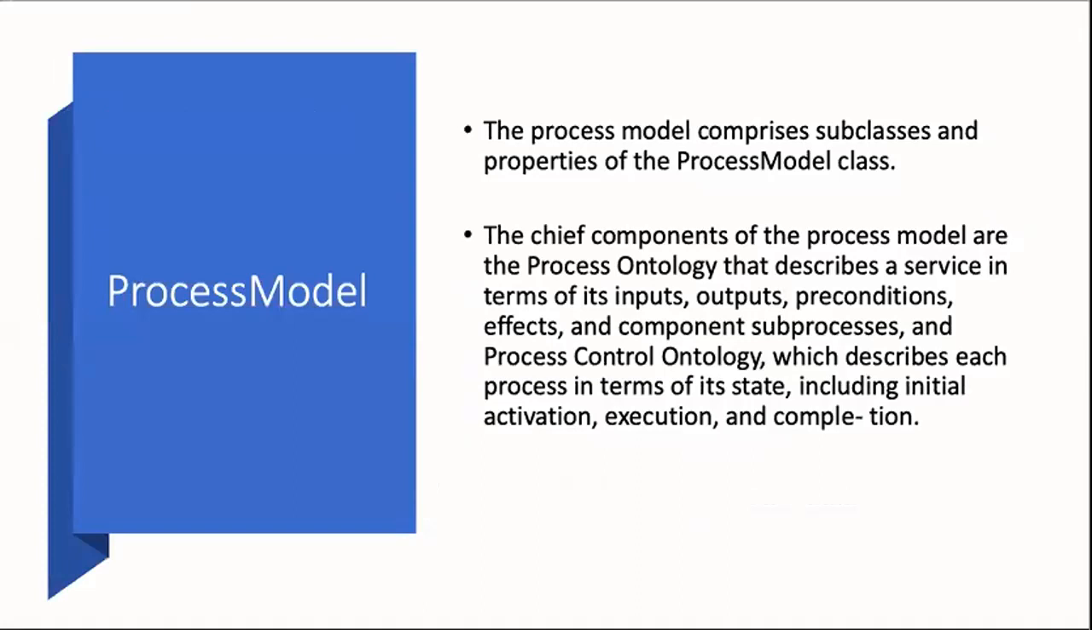The chief components of the process model are the process ontology, which describes a service in terms of its input, output, precondition, effects, and components of the process, and the process control ontology, which describes each process in terms of its state, including initial activation, execution, and completion. The process control model allows agents to monitor the progression of a service request as part of the process control ontology.